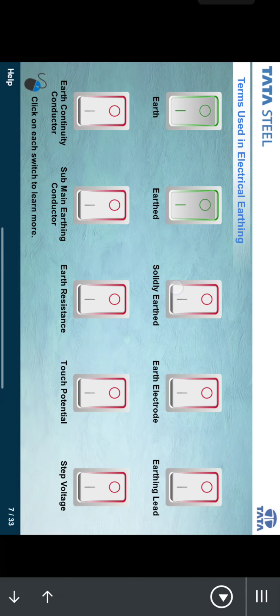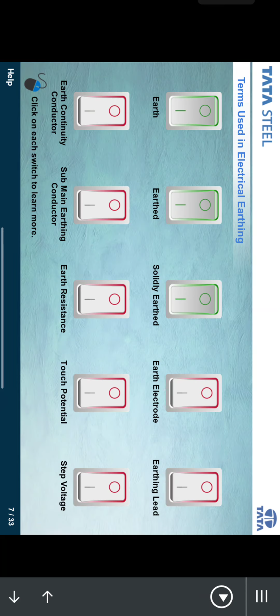Earth head. When an electrical device, appliance, or wiring system is connected to the earth through earth electrode, it is known as earth head device or simply earth head. Solidly earth head. When an electrical device, appliance, or electrical installation is connected directly to the earth electrode through thick conductor without a fuse, circuit breaker, or resistance or impedance, it is called solidly earth head.